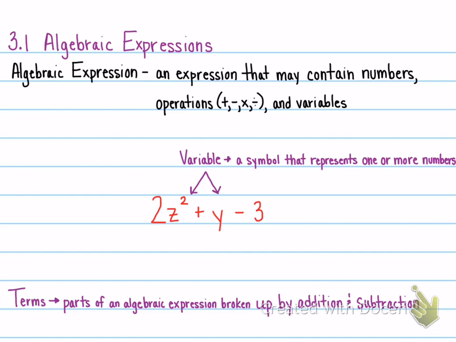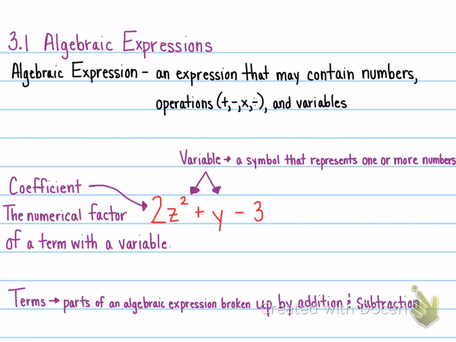Let's look at 2z squared. Now when you have a variable, there's always a number in front of the variable. The number in front of the variable is called the coefficient. The coefficient is the numerical factor of a term with a variable. So if we're looking at 2z squared, the coefficient of 2z squared is the 2 that's attached to the z squared.